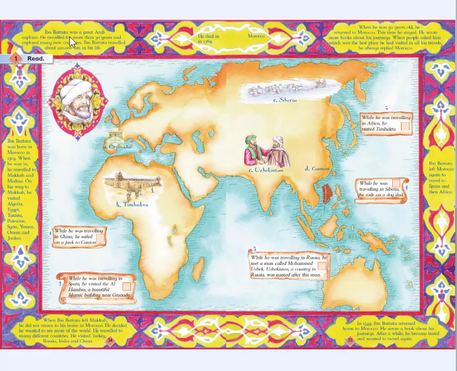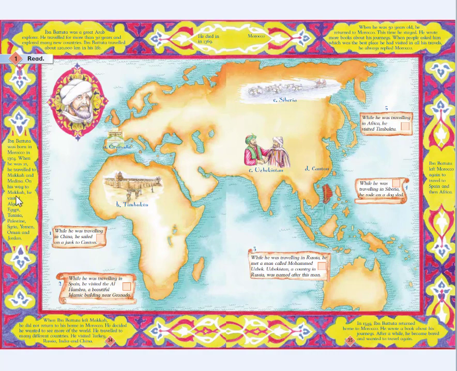Ibn Battuta was a great Arab explorer. He traveled for more than 30 years and explored many new countries. Ibn Battuta traveled about 120,000 kilometers in his life. Ibn Battuta was born in Morocco in 1304. When he was 21, he traveled to Mecca and Medina.